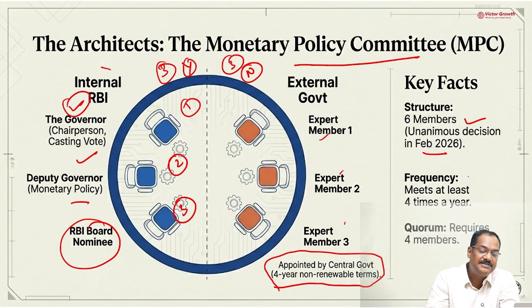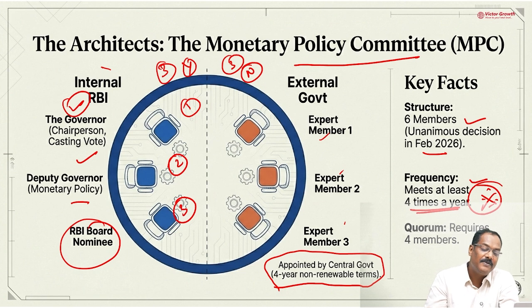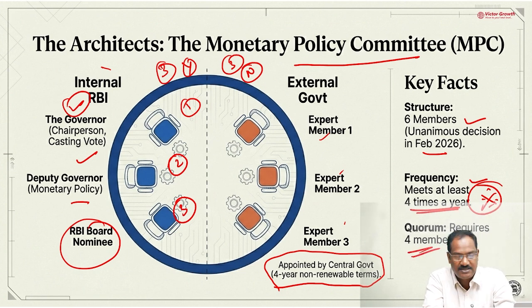Okay, it meets at least 4 times in a year. Please write down, this is one important piece of information. The Monetary Policy Committee has to meet 4 times. And it requires at least 4 members as a quorum. Only then can they pass the decisions. Okay, this is trivial information, not necessary for the economy as a whole.